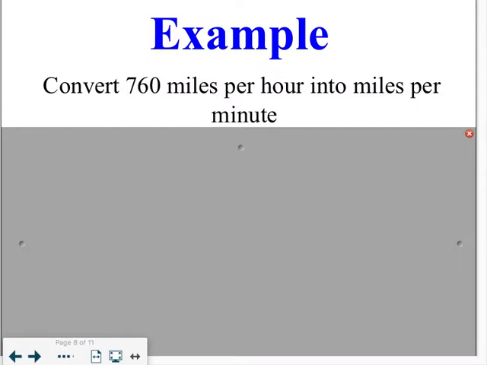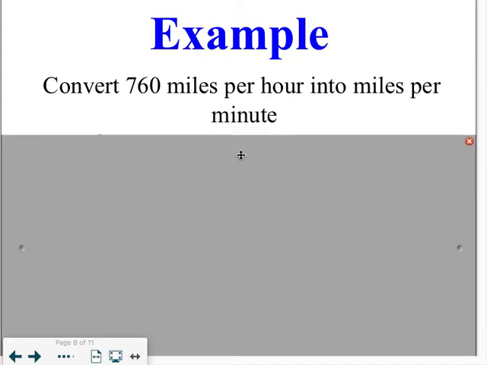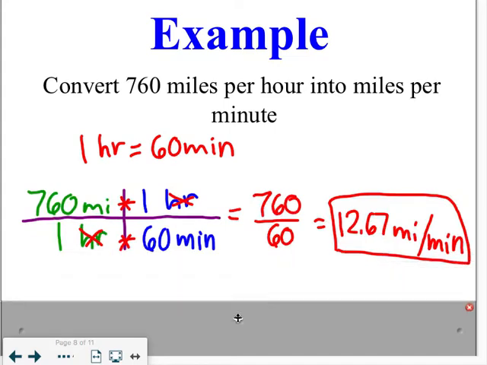Go ahead and try this one on your own, converting 760 miles per hour into miles per minute. You should have gotten a final answer of 12.67 miles per minute. Again, rounding to 2 decimal places. If you had 12.66 repeating miles per minute, that is also okay.